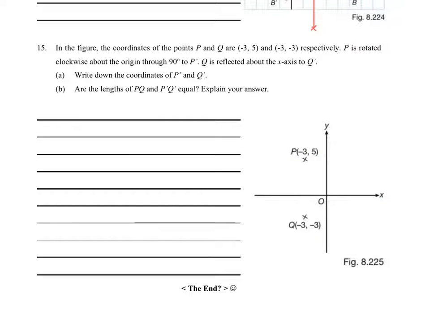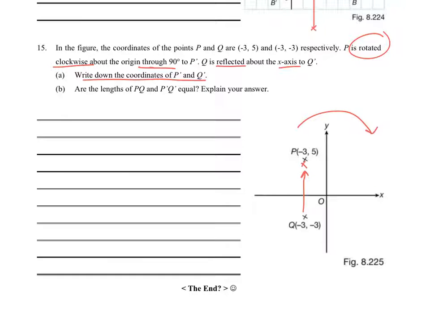For 15A, actually, what you need to do is just similar to before. You may find the coordinates of P prime and Q prime by looking at the rotation clockwise through 90 degrees and then reflection about the x-axis. I don't give you the answer, but you can expect P somewhere here and then Q is copied here.